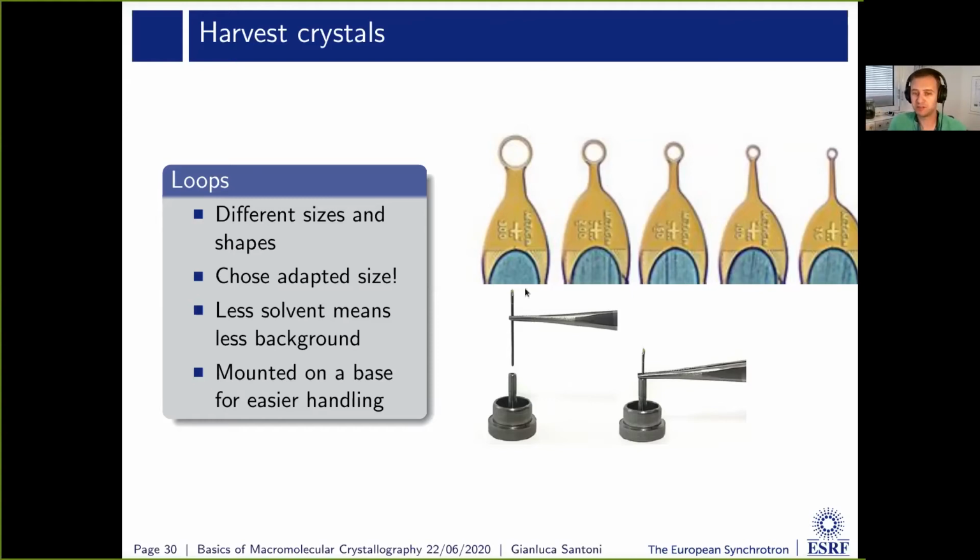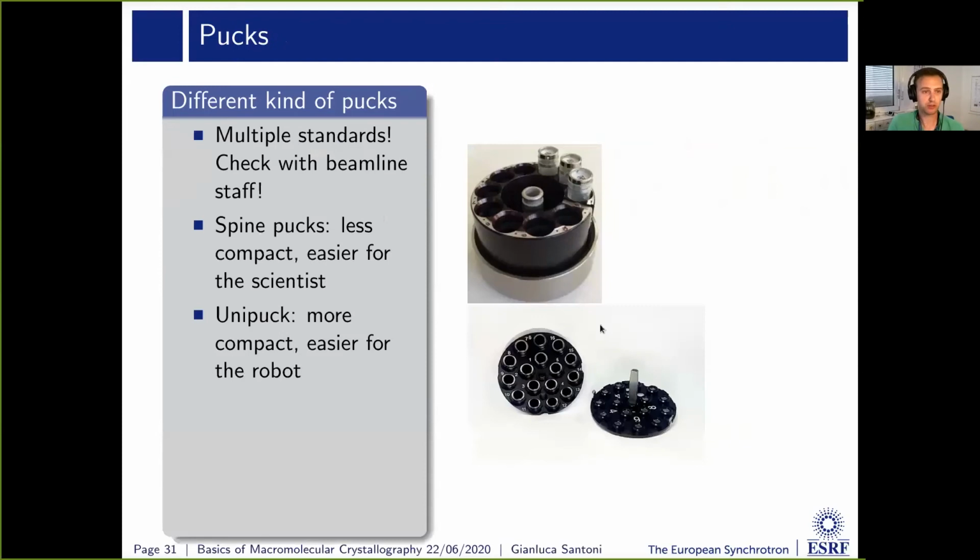Obviously, a litho loop is a very small object. This one, the big one, is 300 microns in diameter, so it's very small. To handle them, in general, we put them on a base. This is a magnetic base that can then be put on the beamline, either manually or by a robot, as we will see later. Once the crystals are fished inside the pin, they need to travel to the beamline. So we use what we call packs. Here I'm showing two examples. At top is a SPINE pack, and at the bottom it's a Unipack. There are two different standards that are today available at different light sources.